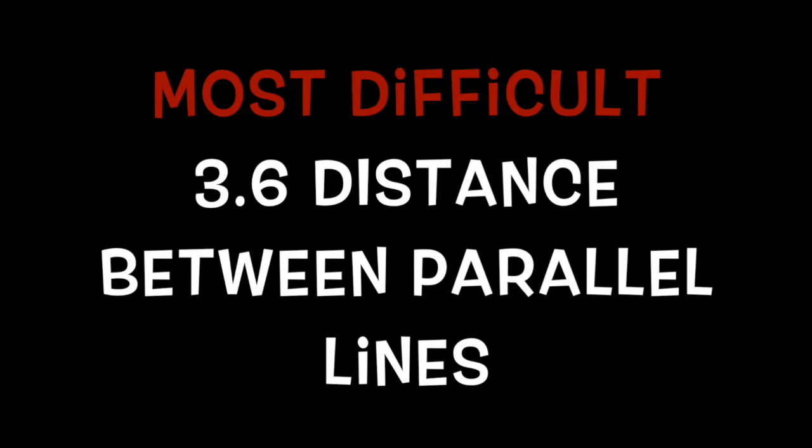We got this. Okay, Jameson said the most difficult lesson of this chapter is 3.6, finding the distance between parallel lines, because there are many steps you must memorize, and if you trip up on one step, it can ruin the entire outcome of your problem.